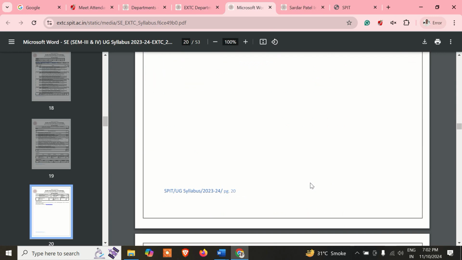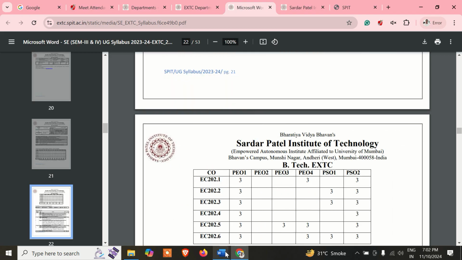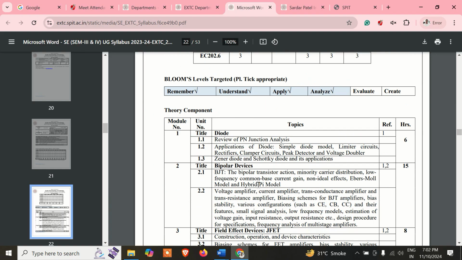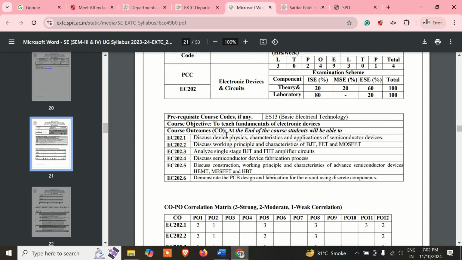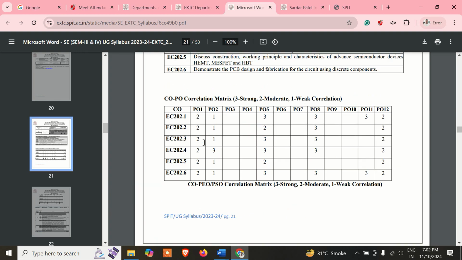a course will typically consist of a syllabus, but before that you will also find some course outcomes. These course outcomes are predefined, at least around 5 to 6 course outcomes are there. While defining them, you will notice that they are based on the learning objectives, Bloom's taxonomy, that is, how many levels I can achieve while teaching this course. And then you will find the mapping.